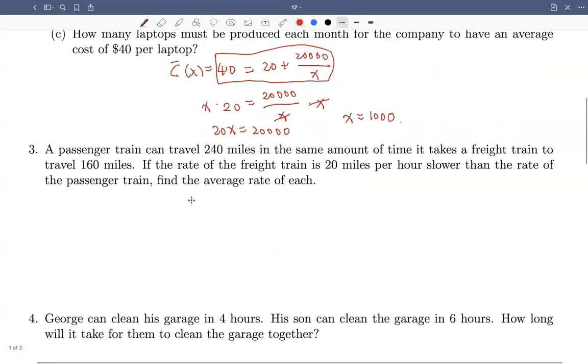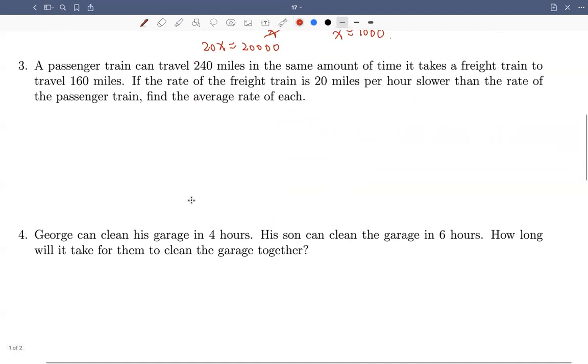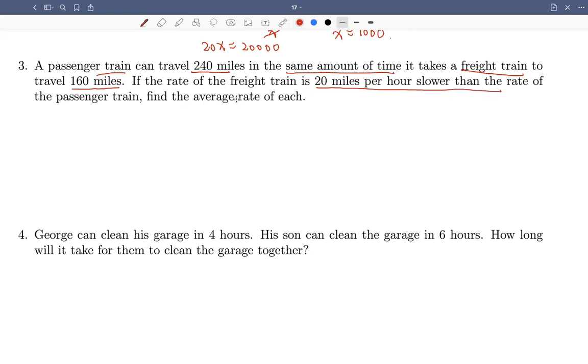Okay, now let's see 3. 3 is saying a passenger train can travel 240 miles in the same amount of time it takes a freight train to travel 160 miles. So we have two different kinds of trains, one for passenger, one for freight. If the rate of the freight train is 20 miles per hour slower than the rate of the passenger train, find the average rate of each.